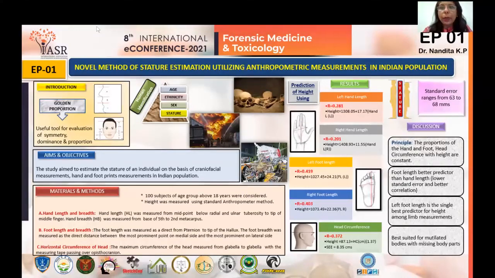So I'm an associate professor working at the Department of Oral Pathology and Microbiology, Manipal College of Dental Sciences, Mangalore. The topic of my poster presentation is a novel method of stature estimation utilizing anthropometric measurements in the Indian population.